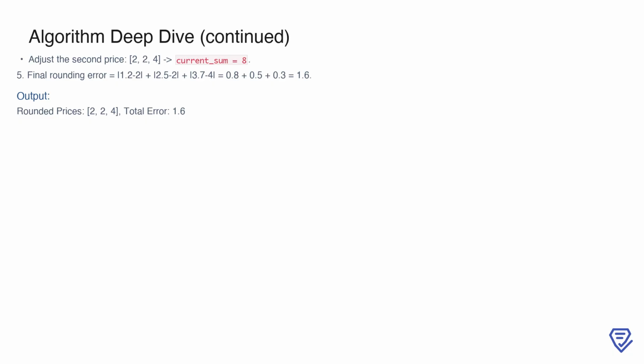The total rounding error is calculated as |1.2 - 2| plus |2.5 - 2| plus |3.7 - 4|, which equals 0.8 plus 0.5 plus 0.3, giving a total error of 1.6. The output of the algorithm is the rounded prices, 2, 2, 4, and the total error of 1.6, demonstrating how the method achieves both the target sum and minimal rounding error.